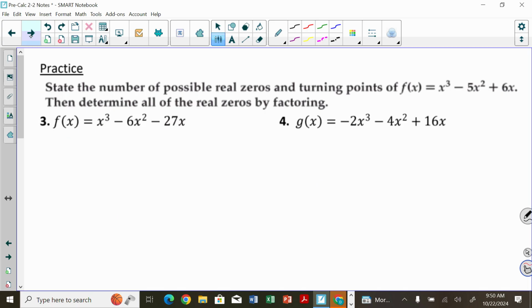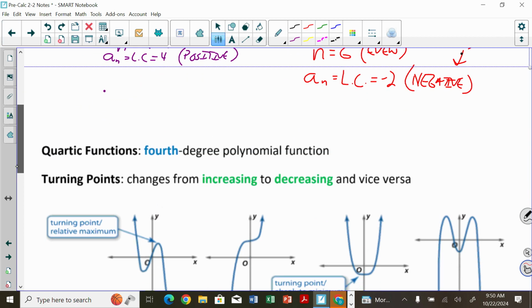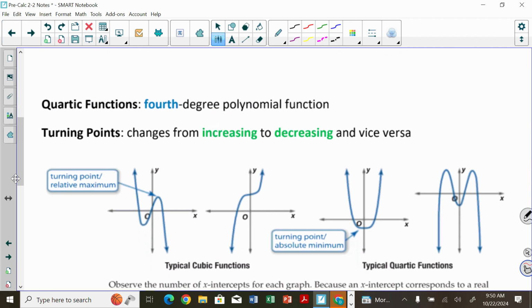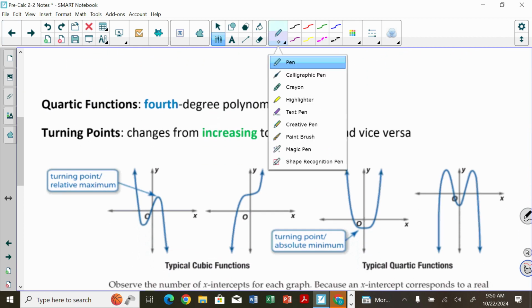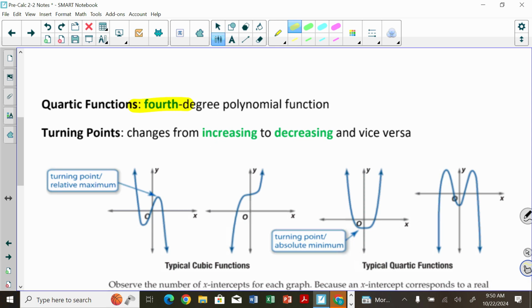So not so bad. All right, next, this one, we're going to, oops, I skipped over some stuff. Let's go back to it. All right, quartic functions. So these are fourth degree polynomial functions. And then another term we've got to look at is turning points. This is where it changes from increasing to decreasing and vice versa, or decreasing to increasing, right?